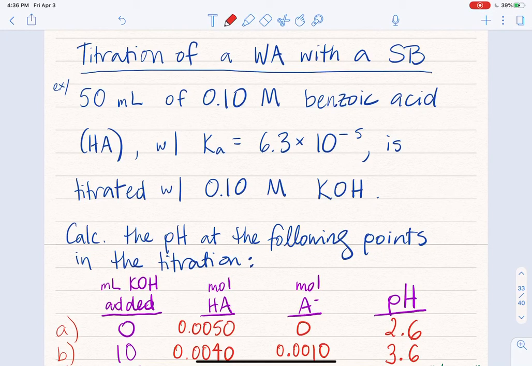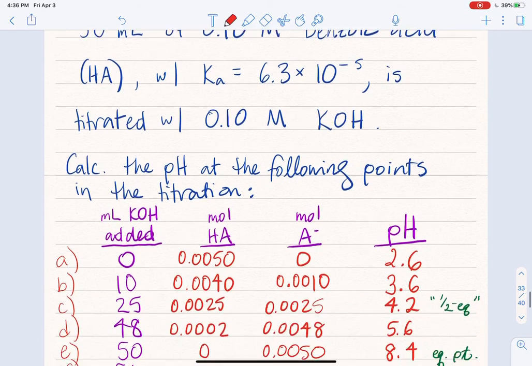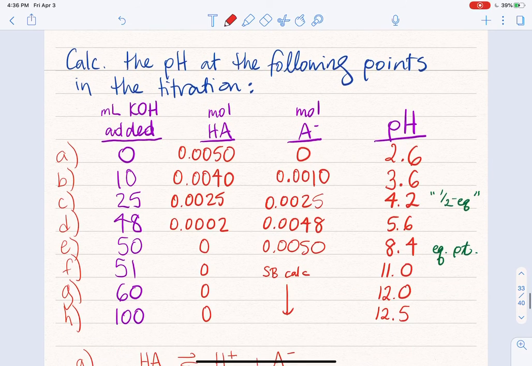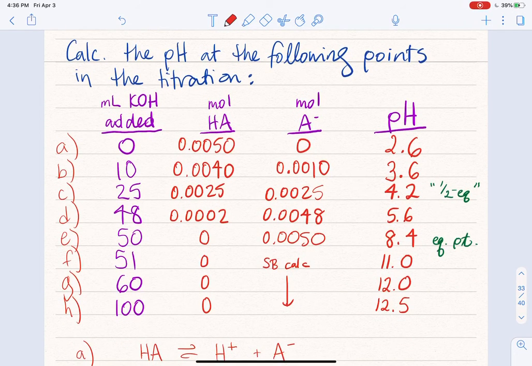Okay, so we finished doing our calculations for the titration of a weak acid with a strong base. If you recall, we were titrating benzoic acid with potassium hydroxide. These were our calculations for the pH at different points in the titration. And what I want to do now is plot these data.